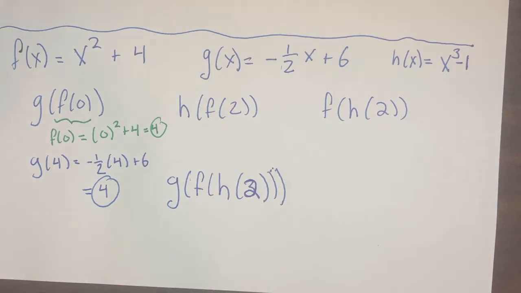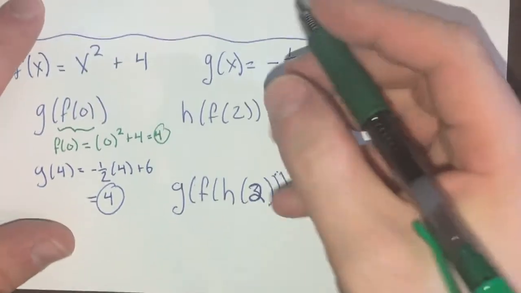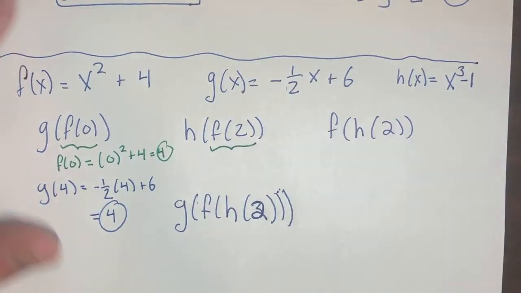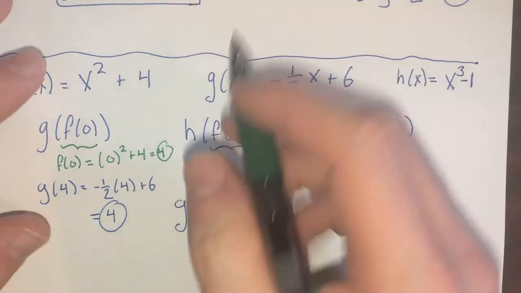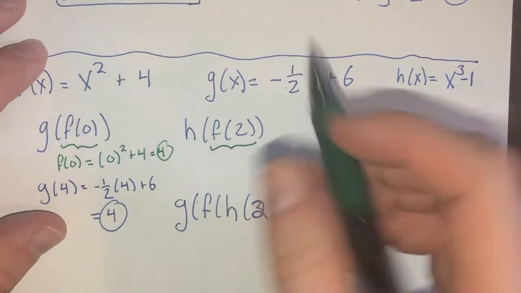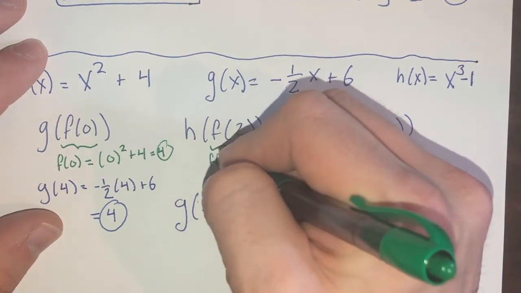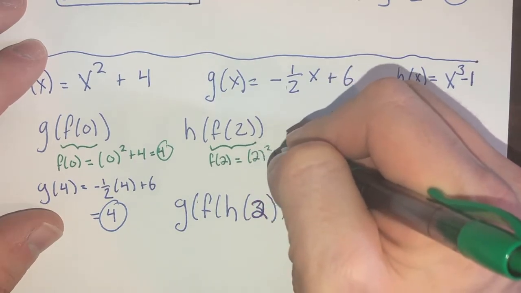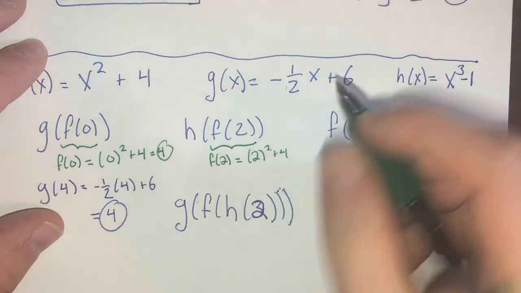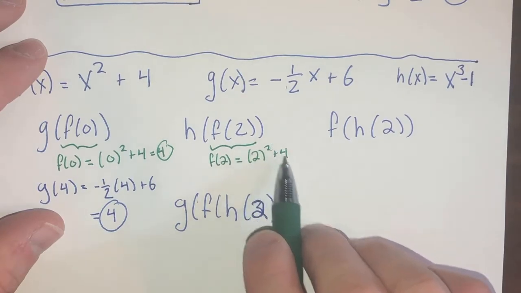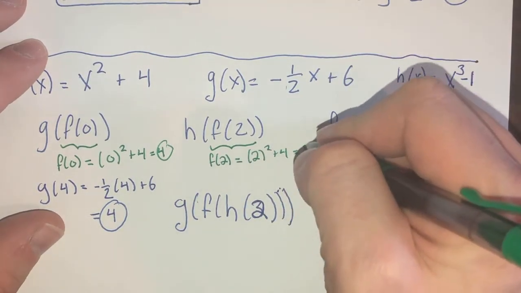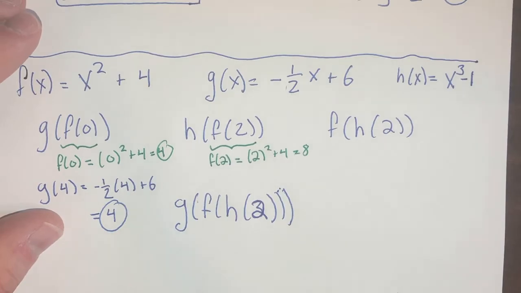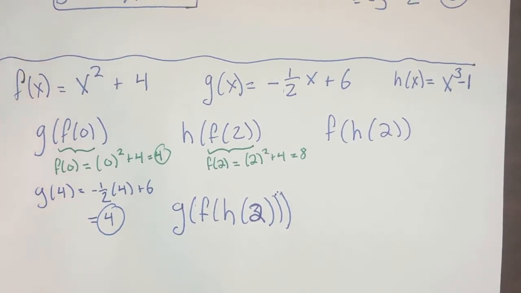Well, now let's move on to h of f of 2, okay? So h of f of 2, we want to plug in 2 for f. We have to start inside and work our way out. So I've got 2 squared plus 4, which is 4 plus 4, which is 8. So what I'm looking for is h of 8.